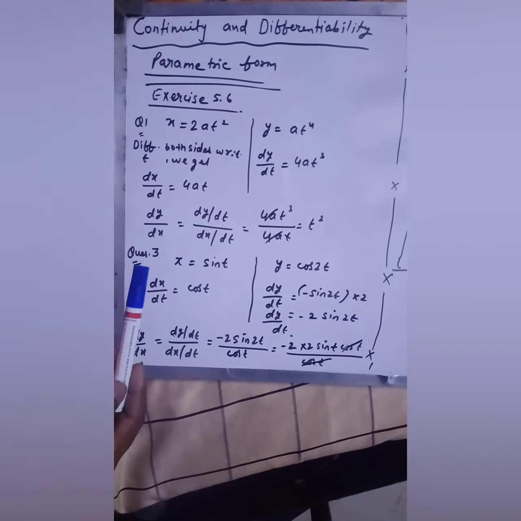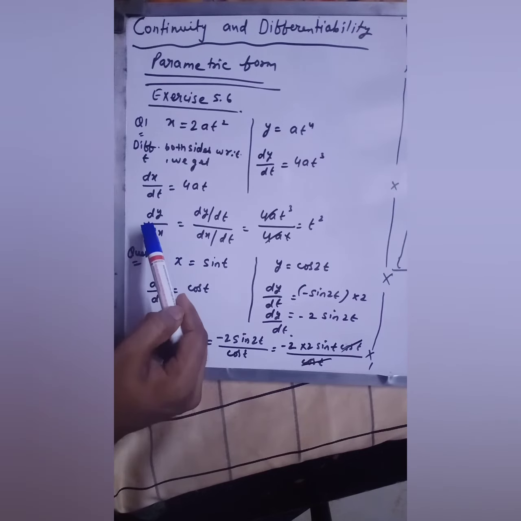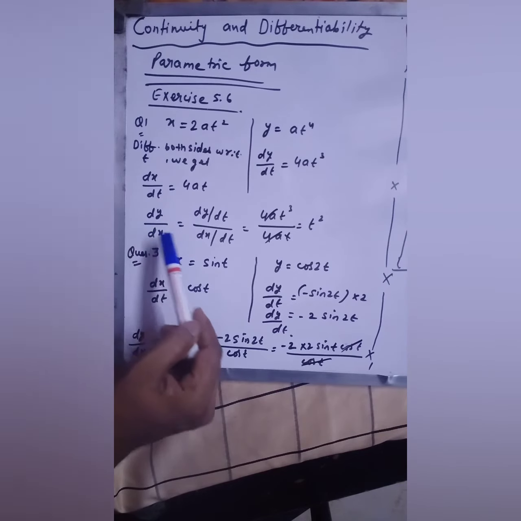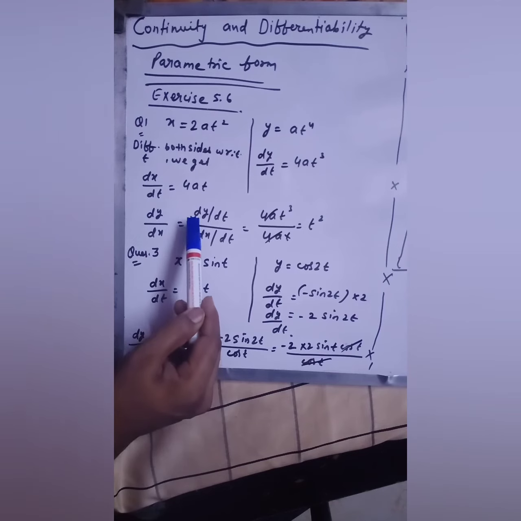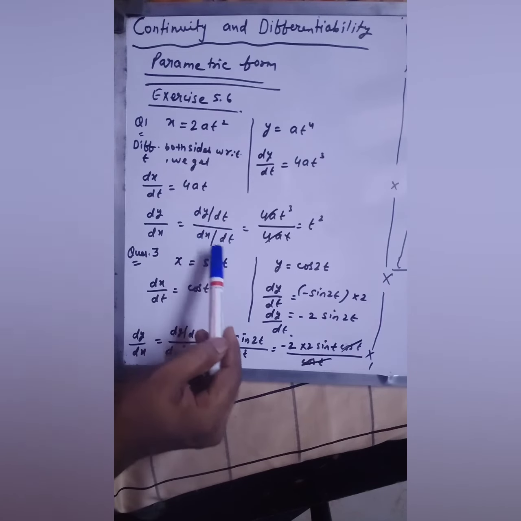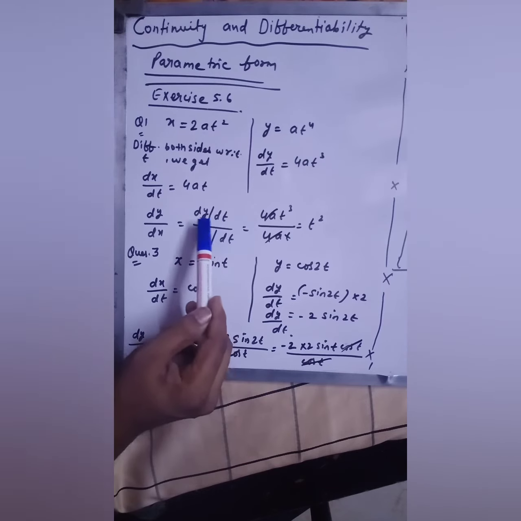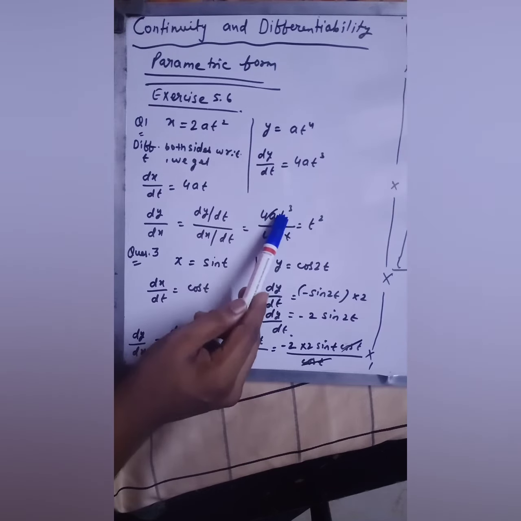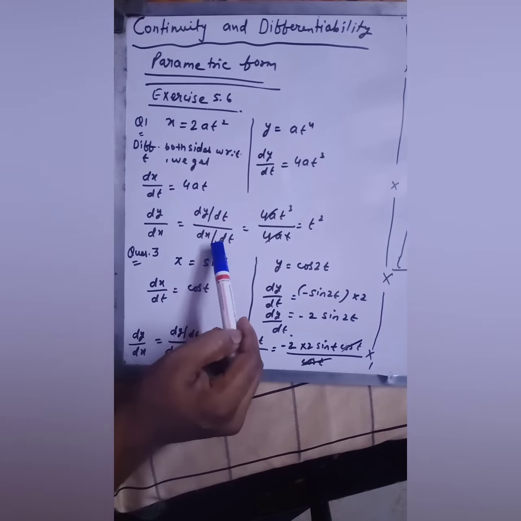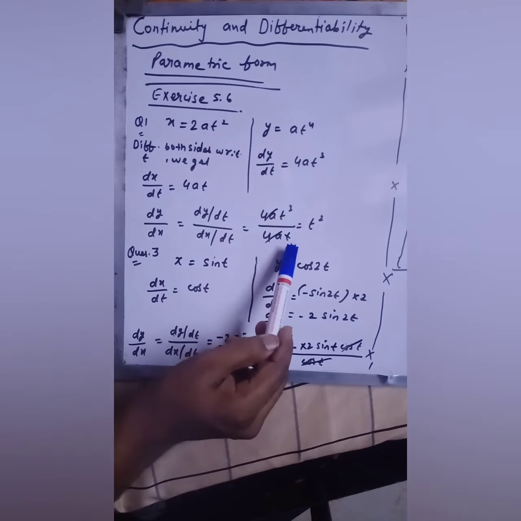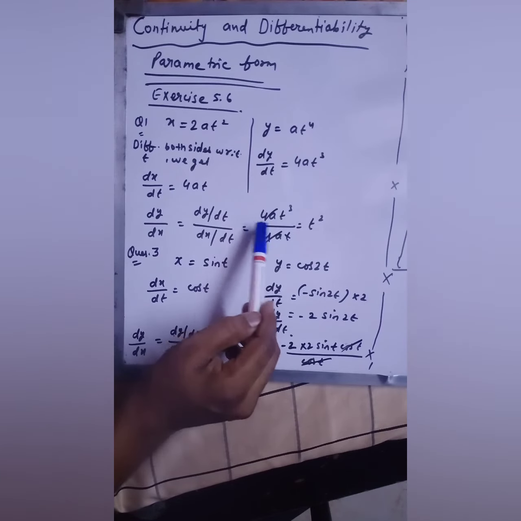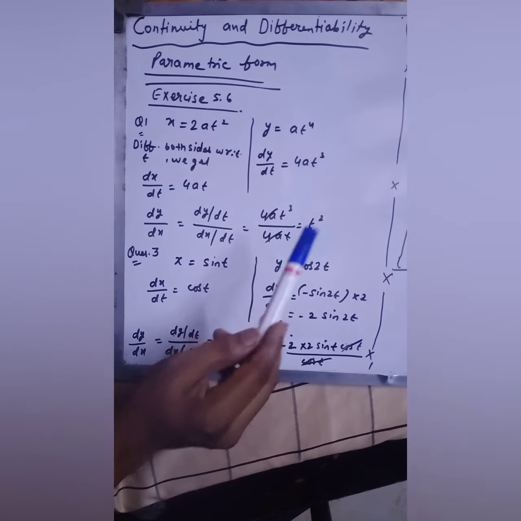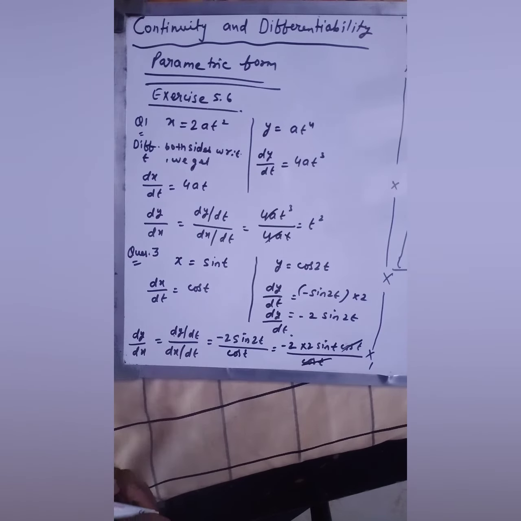So you have to find dy by dx. This is the parametric formula: dy by dx is equal to dy by dt over dx by dt. Here you put the value of dy by dt, that is 4at cube, and in the denominator the value of dx by dt, that is 4at. So 4a will cancel out and you will get t square. This is the final answer, and this is how you can solve a question like this.